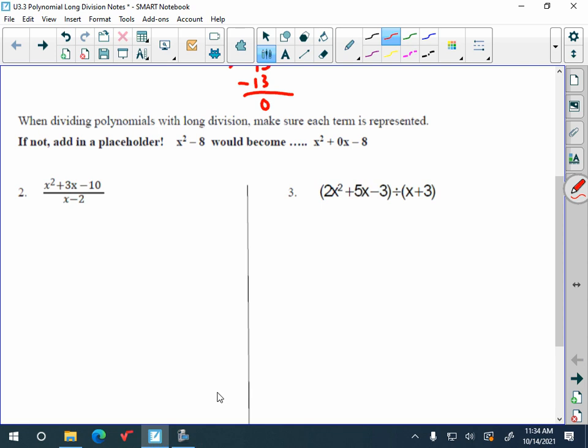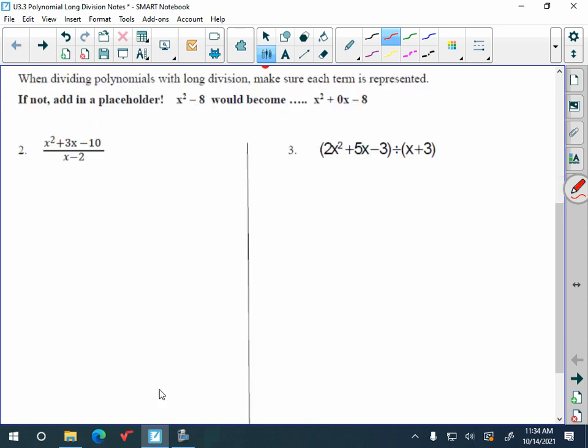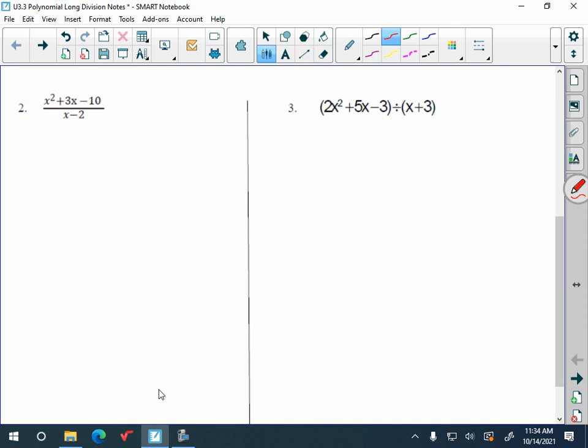All right, so let's go ahead and do polynomial long division. All right, so we're dividing this trinomial by the binomial x minus 2. So x minus 2 goes on the outside. X squared plus 3x minus 10 goes on the inside. All right, it's going to seem weird at the beginning. I get it. It happens to everybody. And the more you practice, the more routine it'll become.